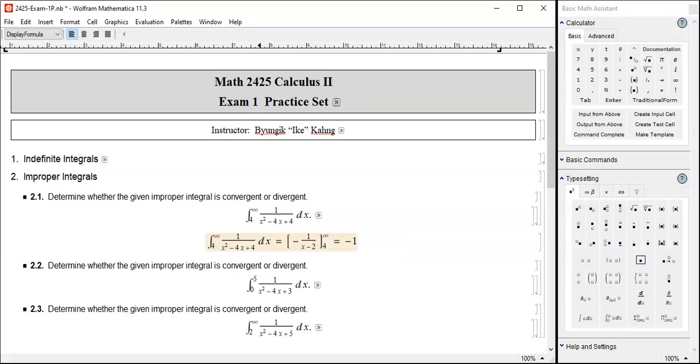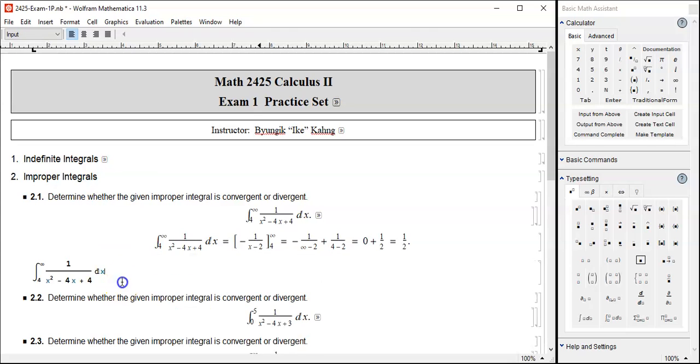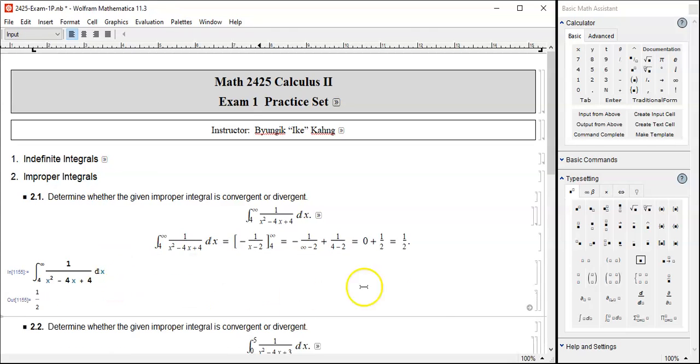So what do you get? Negative 1 over infinity minus 2. Infinity minus 2 is infinity, so we still have 1 over infinity type, and that's going to become 0. And then 1 over 4 minus 2, negative, another minus, so plus. So this is 0 plus 1/2. So the answer is 1/2. And if I ask Mathematica to do the computation, copy and paste and run it, yes, 1/2.